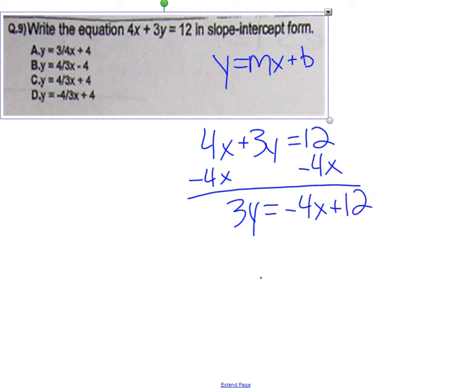Then what? Oh, you divide all of them by 3. We divide everything by 3. And we get y is, and we're done.